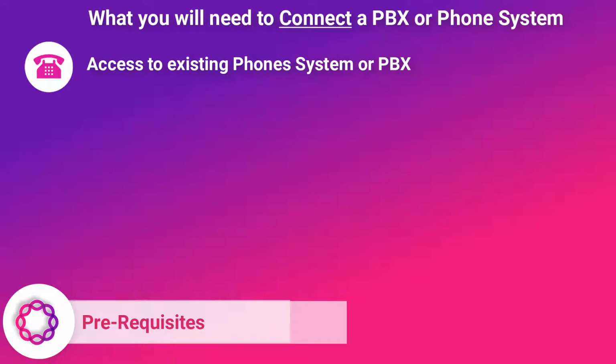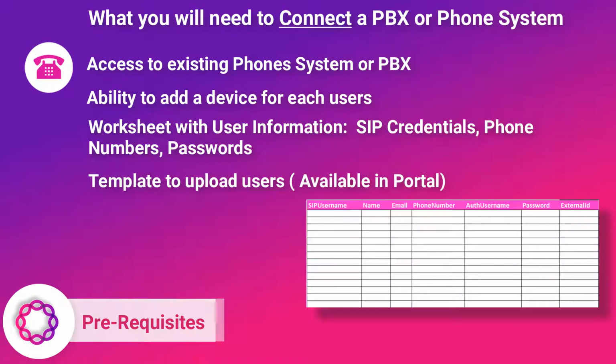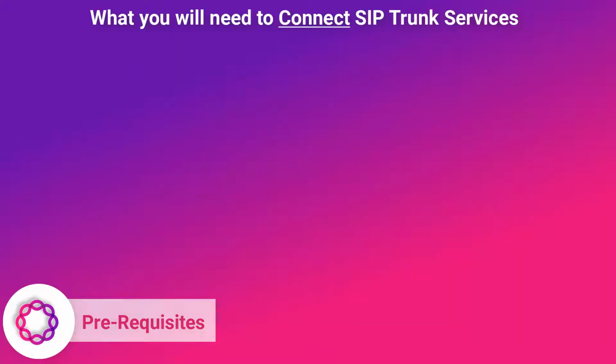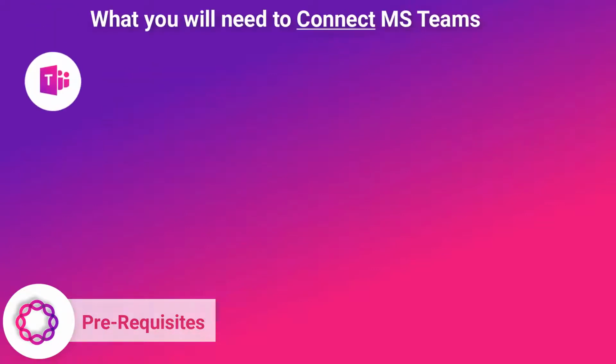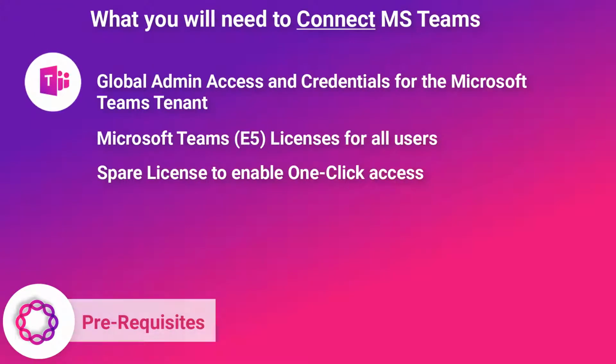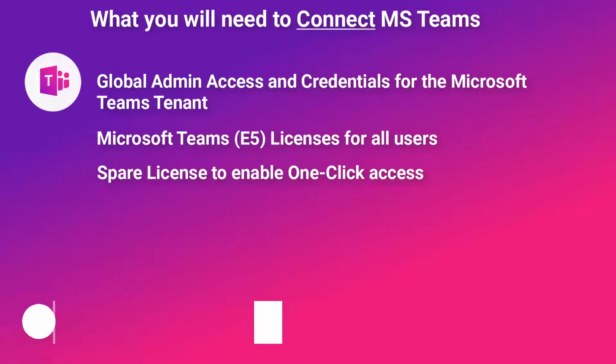To connect Teams to a phone system or PBX, you will need access to the PBX so that you can compile user information detailed here. You may also need to set up devices for some users. To connect SIP trunks to Teams, you will need the service provider information, the domain name, and access to the DNS panel. For Microsoft Teams setup, you will need global admin credentials and a minimum of one spare license. Let's get started connecting services.